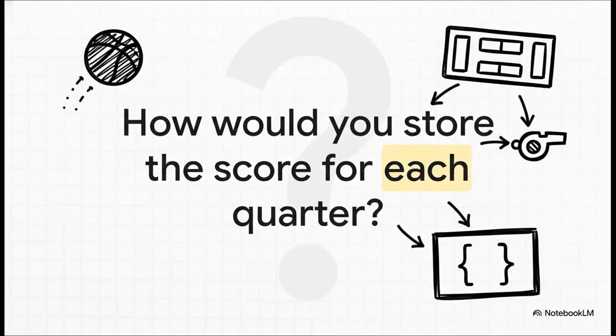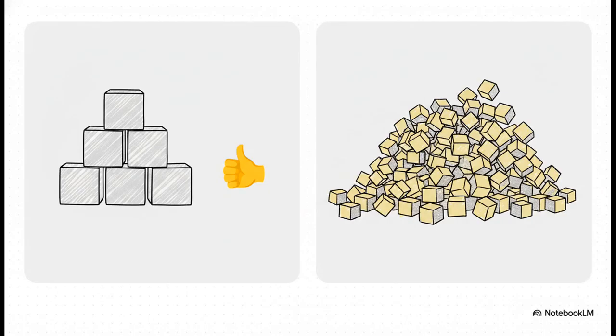Let's make this real with a simple example. Imagine you're coding a basketball game. Pretty straightforward, right? You just need to keep track of the points scored in each of the 4 quarters. So how would you go about storing those 4 scores? Now, for just 4 scores, you could probably get away with creating 4 separate variables. Sure, why not? But what happens when the problem gets bigger? What if you needed to store 200 scores or 1,000? Suddenly the idea of creating 200 different variables by hand sounds not just annoying, but completely ridiculous.